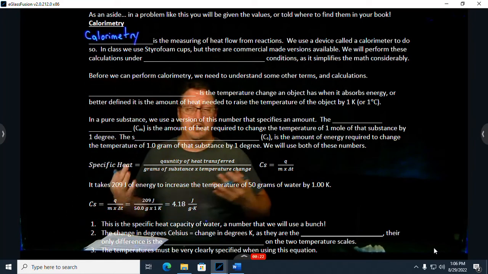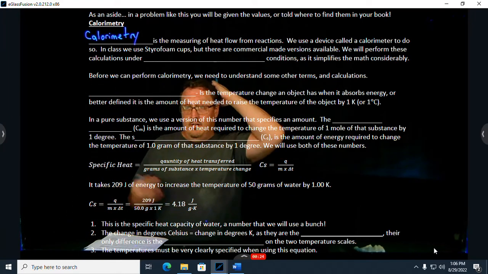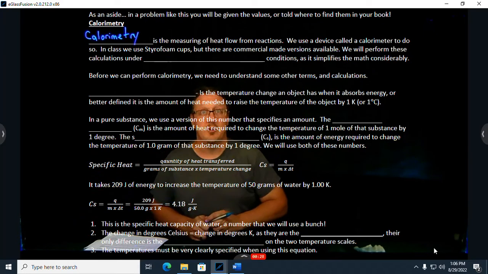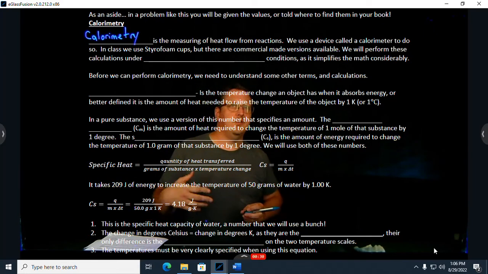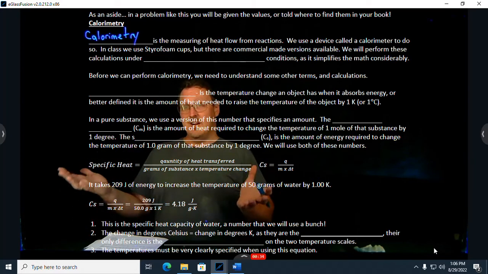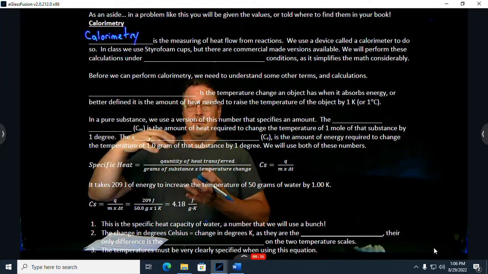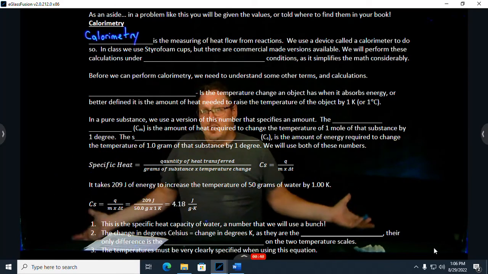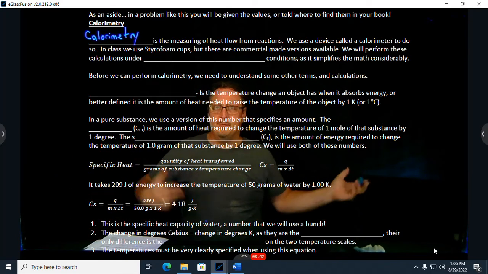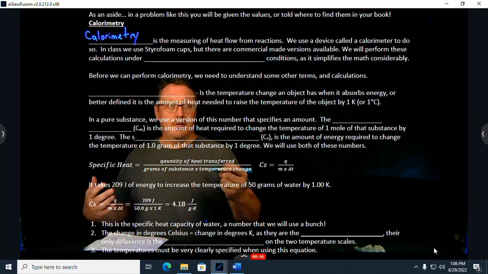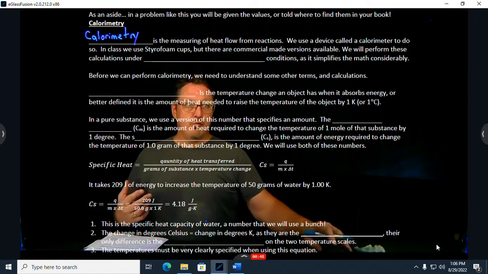Calor is a Greek unit for heat, and -imetry is the science of, or the heat of. And so this is measuring heat flow from reactions. And so we use a device called a calorimeter to do so. In our class, we're going to use essentially styrofoam cups that are nested. There are commercial versions available, but I don't have them, and they're really expensive, so we don't use them. Okay? And so we're going to perform these calculations under constant pressure.